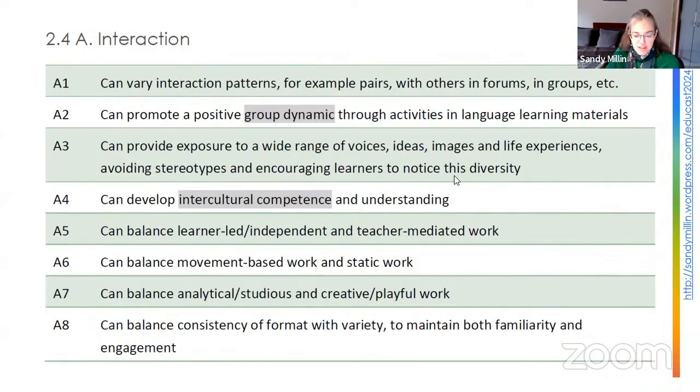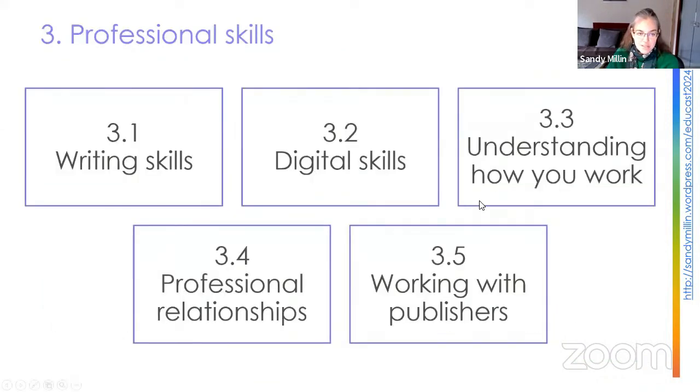The final area then is professional skills. So professional skills has 5 different categories. We've got writing skills, which we will look at in a bit more detail in a moment. We've got digital skills, so the technology side of things. We've got understanding how you work, professional relationships, and then working with publishers.